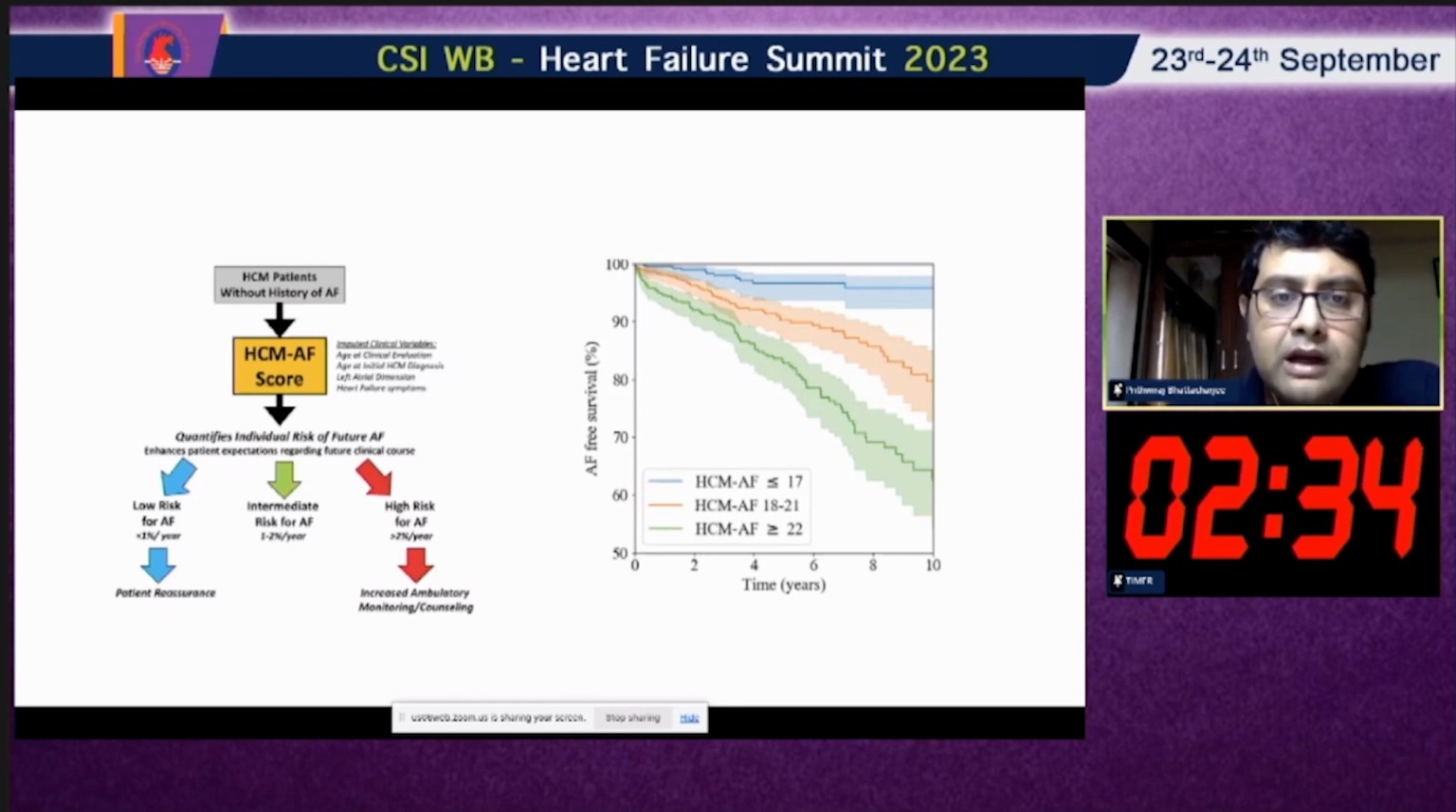And there is a point system where a score of less than 17 is considered low risk. A score between 18 and 21 is intermediate risk of atrial fibrillation, and when the score is above 22, the risk is high, more than 2% per year risk of stroke.